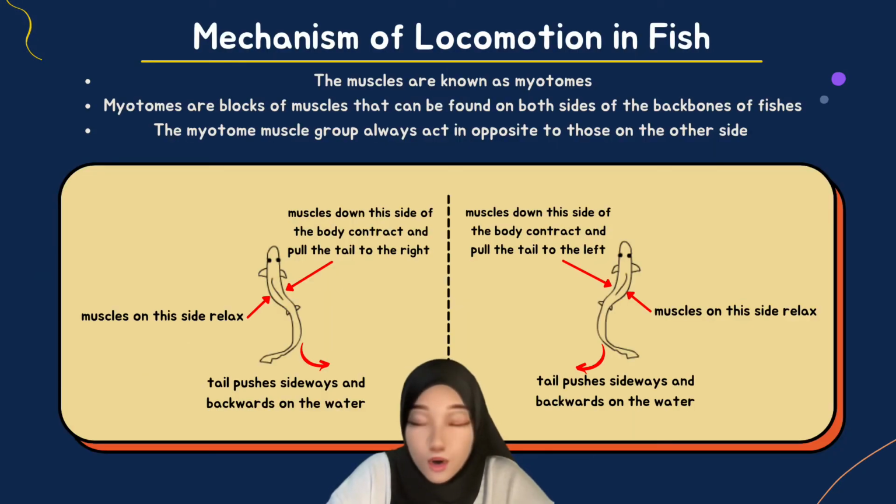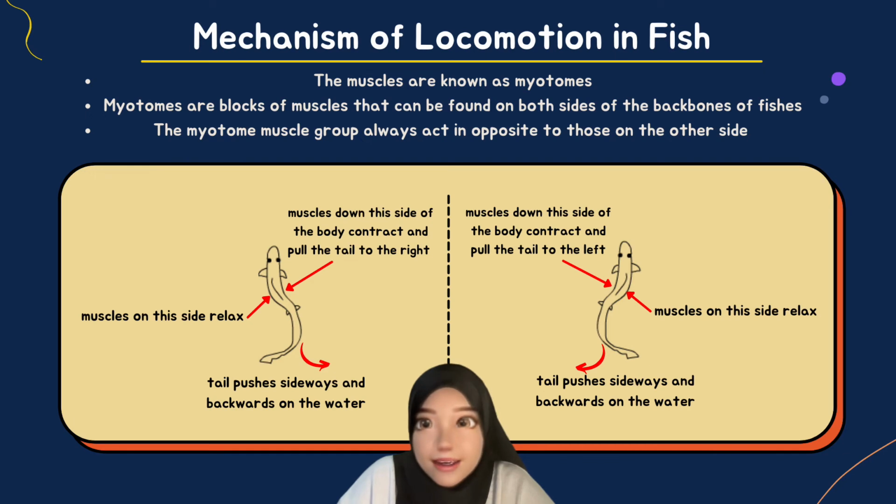Muscles involved in the locomotion of fish are known as myotomes. Myotomes are blocks of muscles that can be found on both sides of the backbone of fish. The myotome muscle groups always act in opposition to those on the other side. When the muscles contract on one side, muscles on the other side will relax. When the fish swims, they curve their body sideways. Muscles along the side of the body contract and the tail is pulled to the side, and the front part of the fish is pulled to the other side.